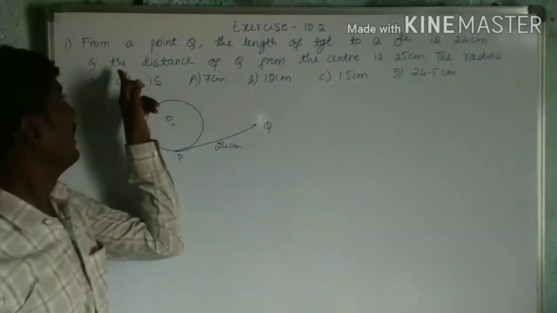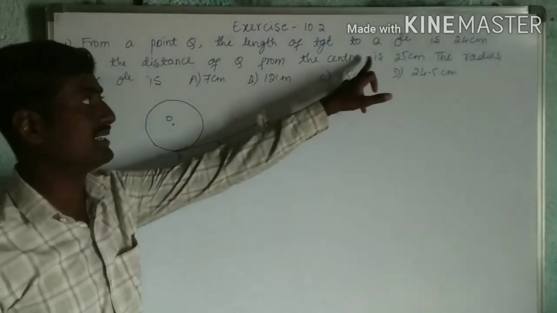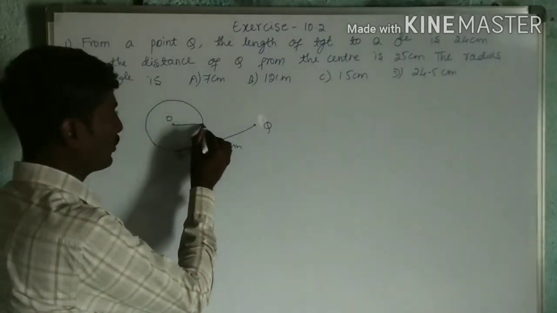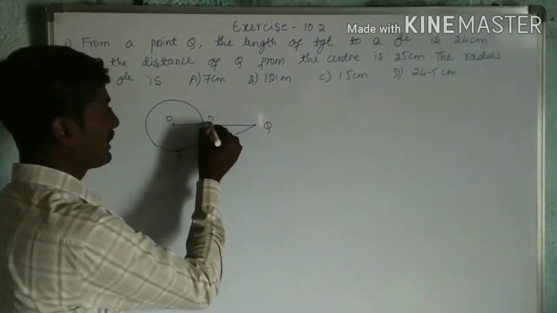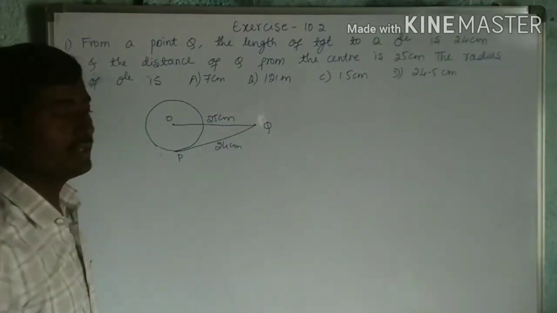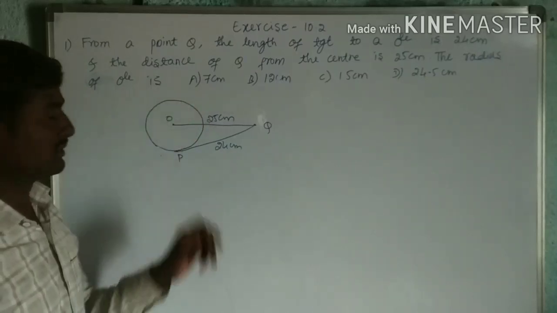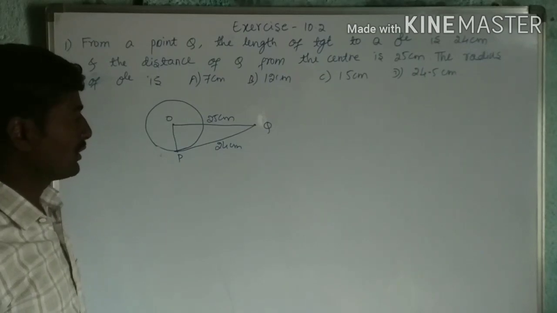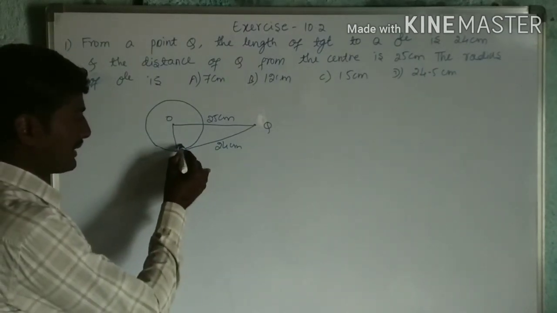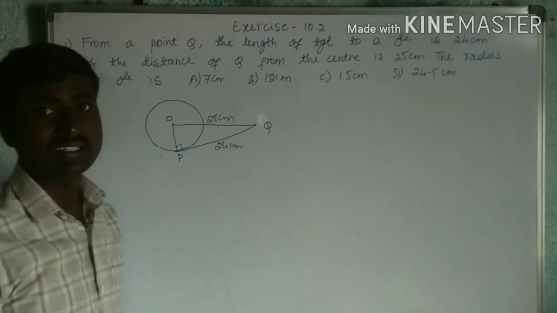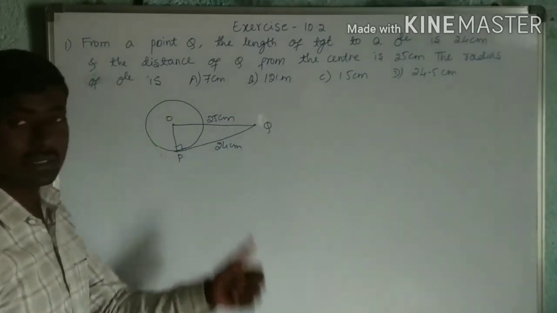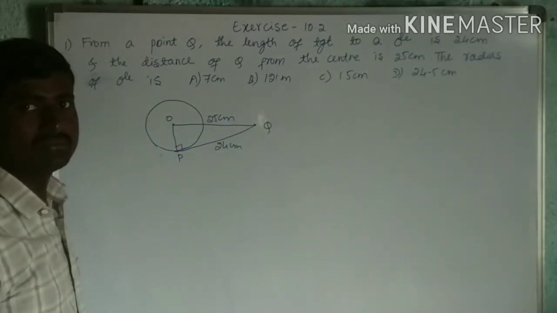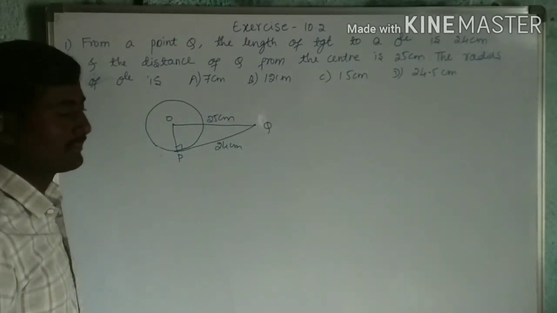Then the distance of Q from the center is 25. So it means OQ is 25 centimeters. Next, the radius of the circle, so we have to find OP. Already we know that the angle between this radius and the tangent is 90 degrees, because these two are perpendicular to each other. So by applying the Pythagoras theorem, you can find the radius OP.